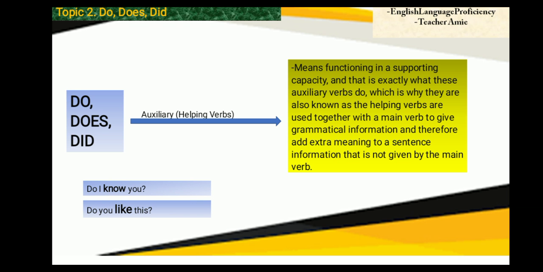Another thing is, do you like this? So it's another question answerable by yes or no, wherein the main verb is like. So nakikita natin yung do dyan is not the main verb. It's just acting as a helping verb.